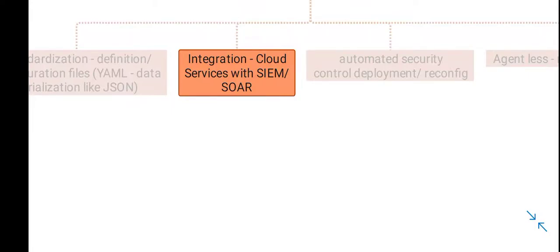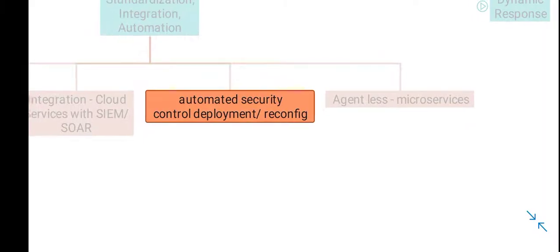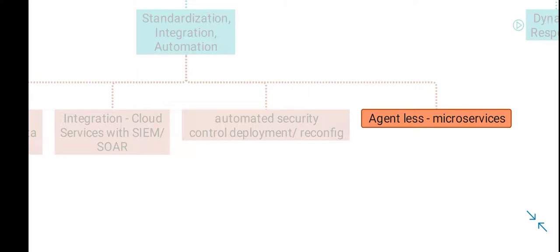Furthermore, the cloud services can be integrated with security tools like security information and event management or security orchestration, automation, and response platforms. So these security controls can be deployed automatically and also can be reconfigured if there is any evolving threat. And all this deployment can be done agentlessly, and therefore it suits best for microservices. So you can deploy security controls for microservices, and no agent is required.